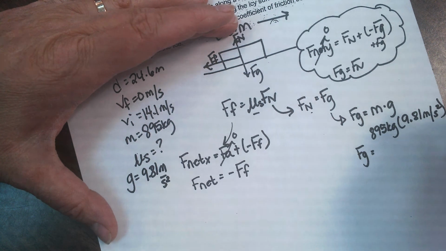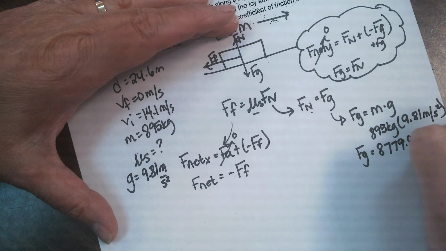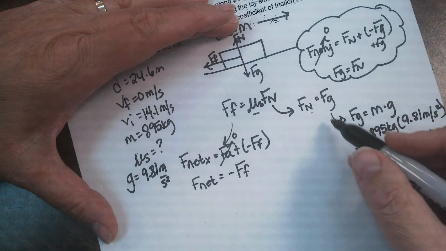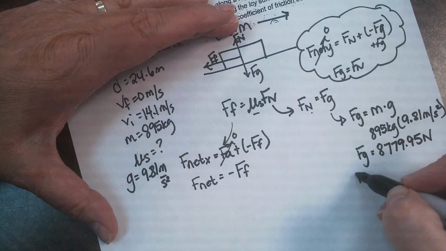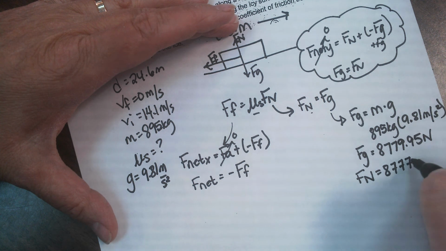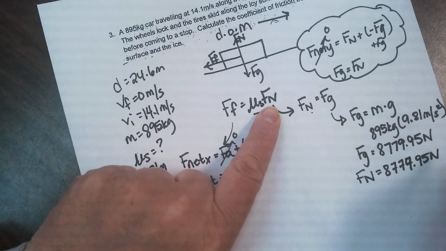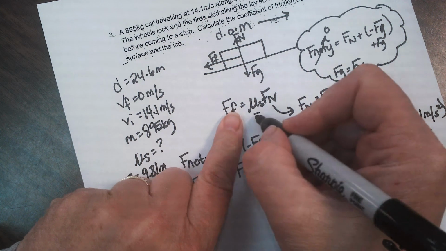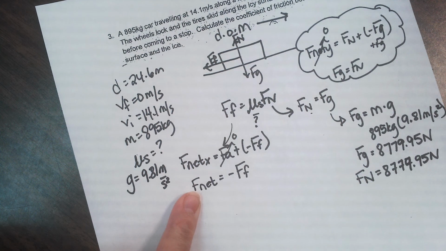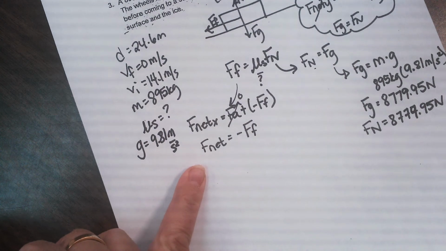Force gravity is going to be equal to... and then force gravity here we say is equal to force normal, which means that force normal must be equal to 8,779.95 newtons. So we have this Fn. We're looking for this guy right here, force of friction. Well, we come down here and we say that force net is equal to negative force of friction. How do we solve force net?